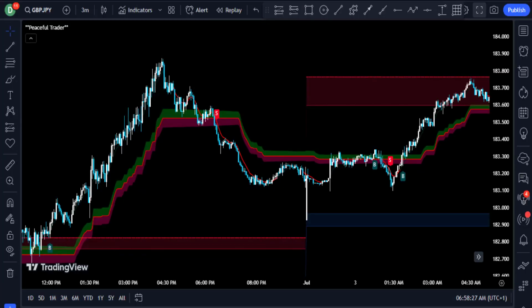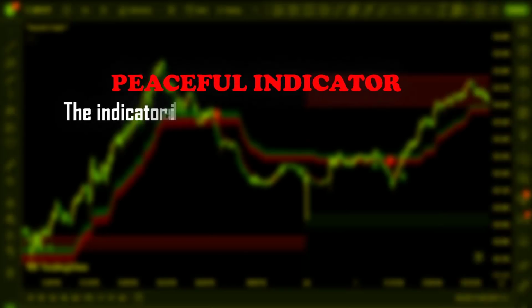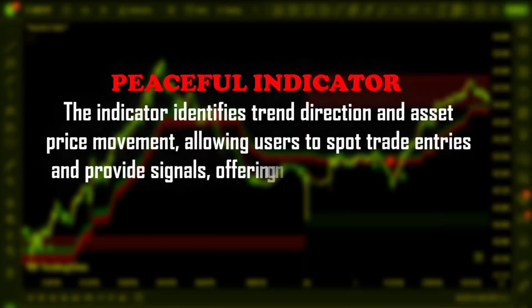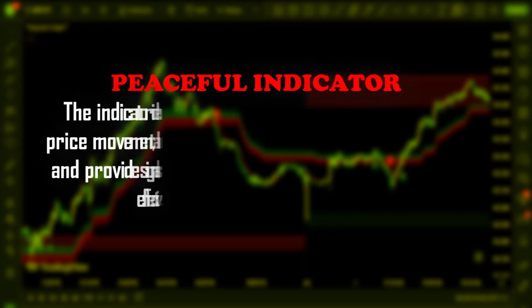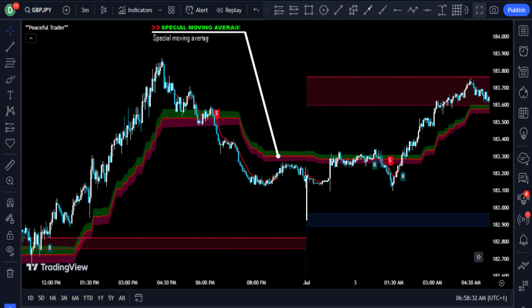Now that you have added the indicator to the chart, let's go ahead and explain how the indicator works. Now, this indicator was created to help you identify trend direction and the movement of the price of the asset, with the sight to spot trade entries and then provide trade entry signals. And that's why it has many features. This right here is the special moving average that is designed to help you to easily identify the highs and the lows of the price movement.